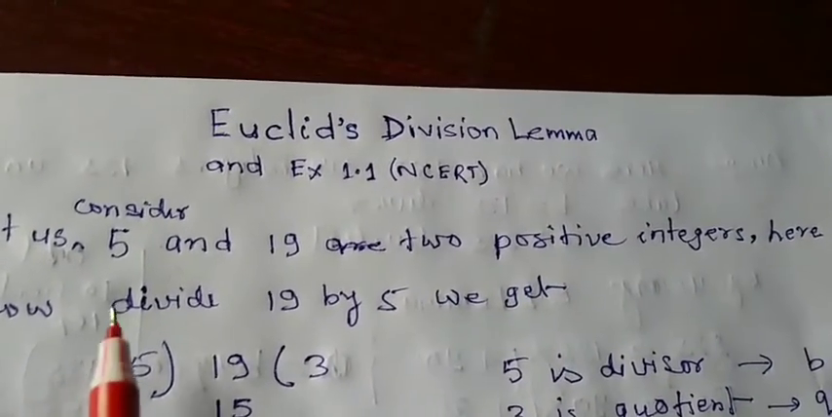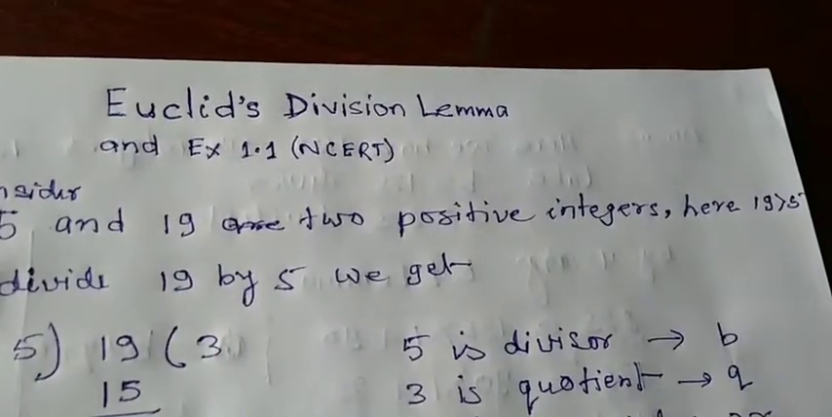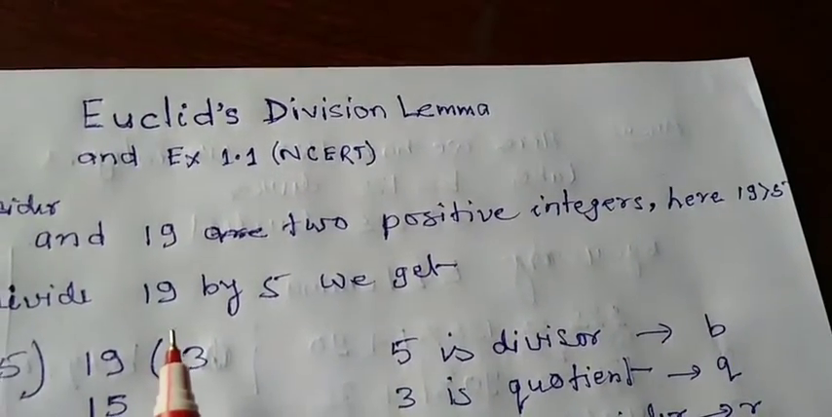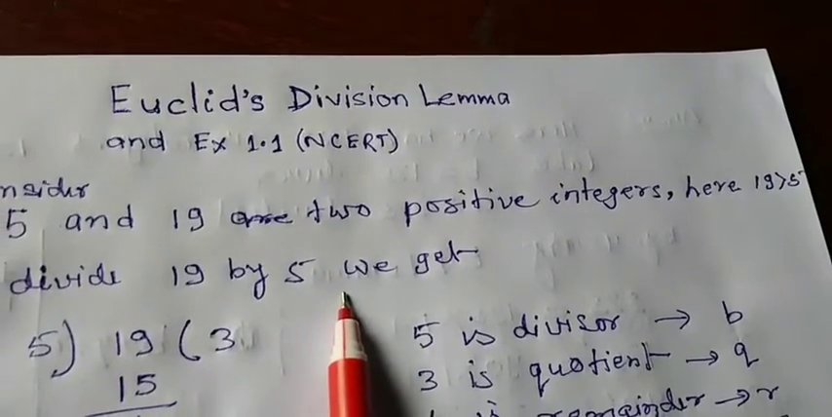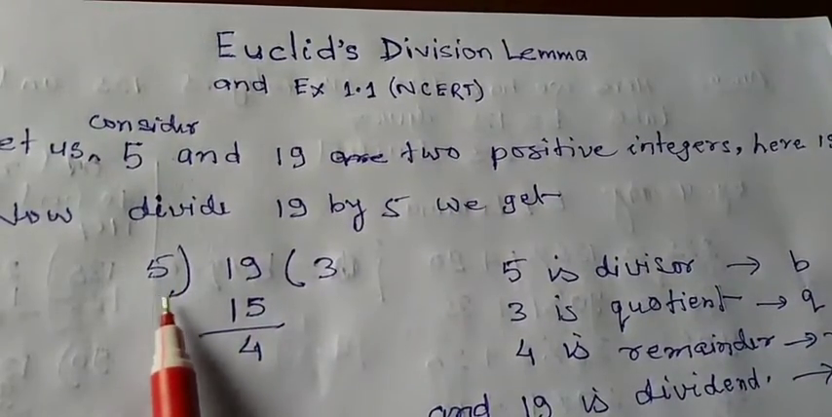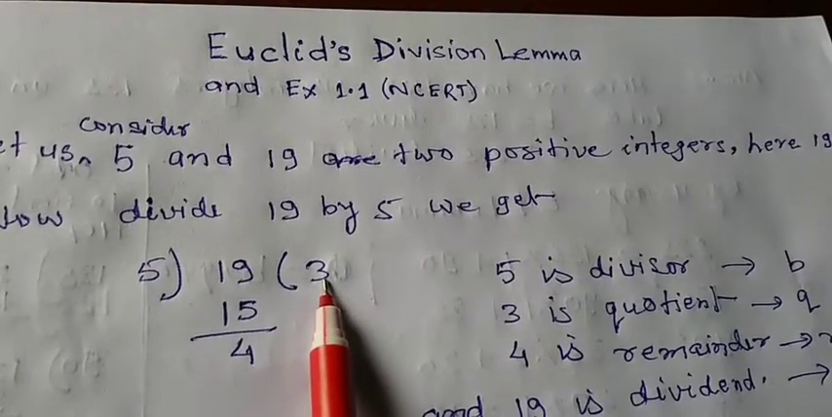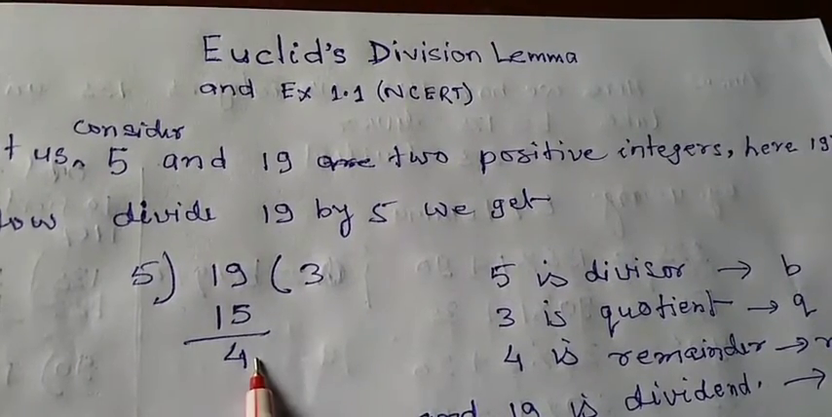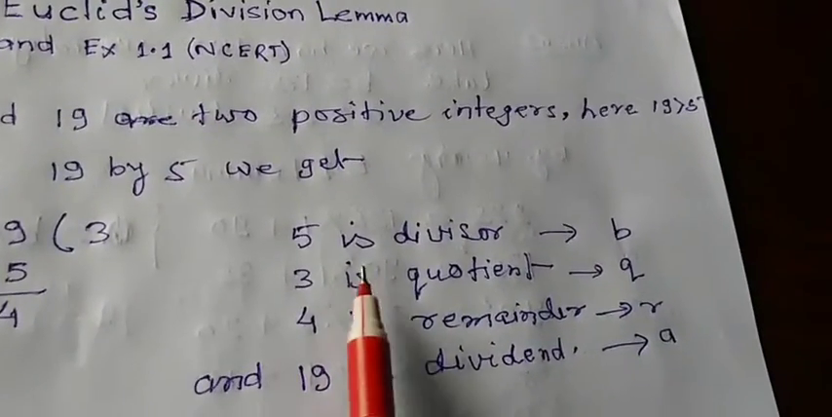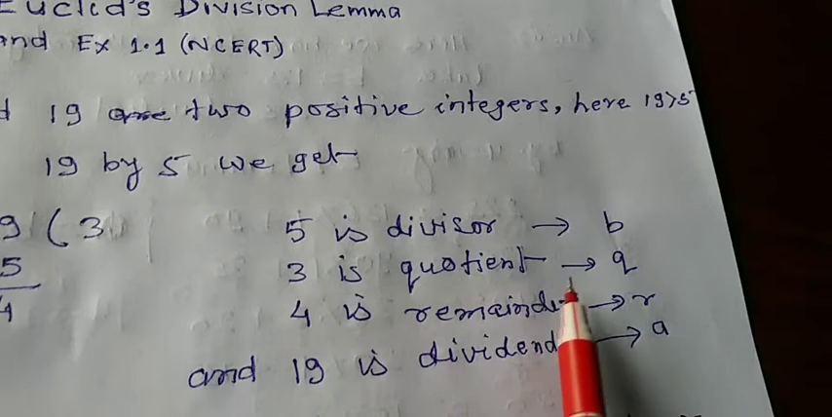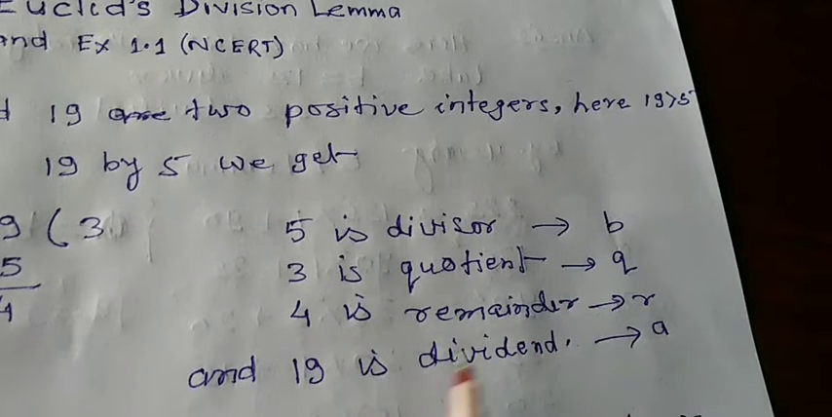Let's see two numbers, 5 and 19. These are two positive integers, and if we divide 19 by 5, what do we get? We get an answer: quotient is 3 and remainder is 4. Here 5 is the divisor, 3 is the quotient, 4 is the remainder, and 19 is the dividend.